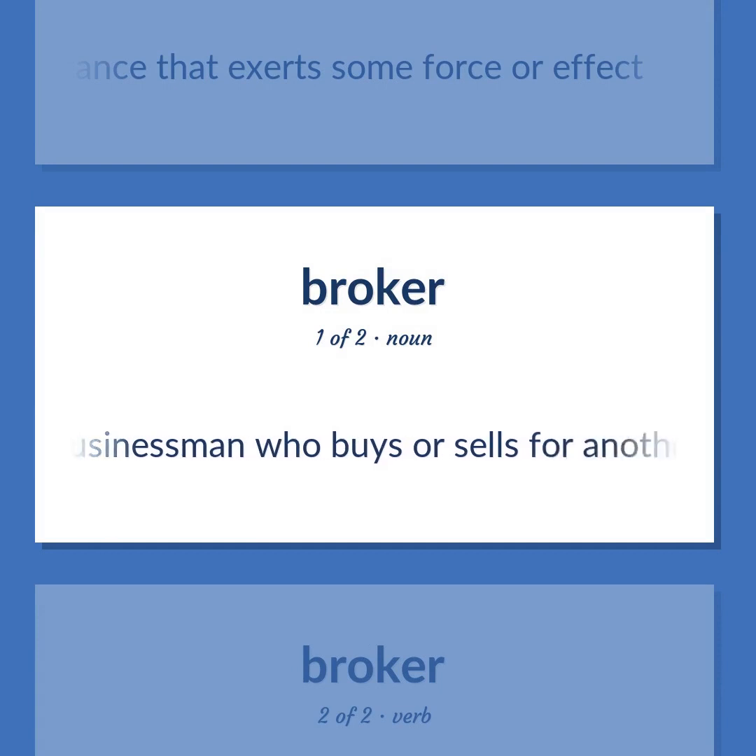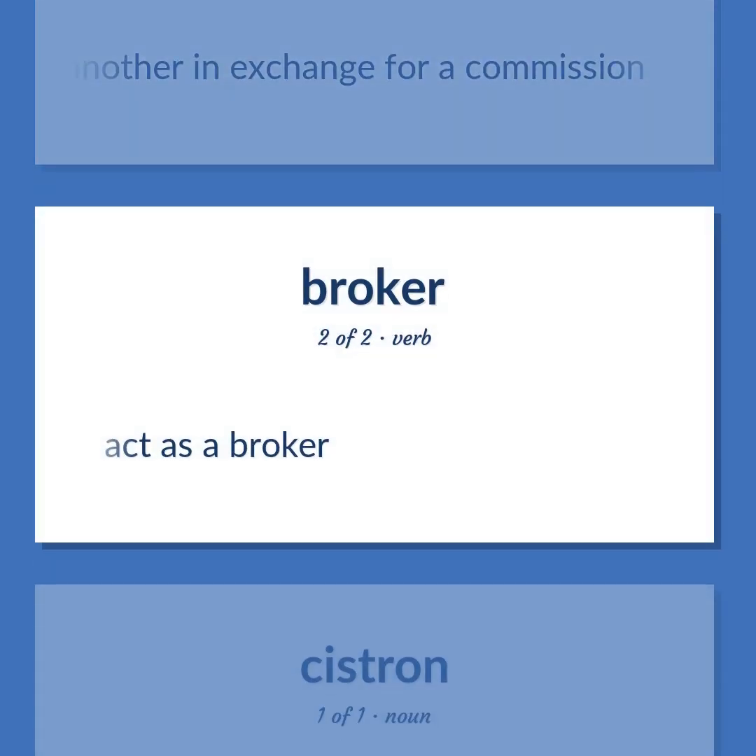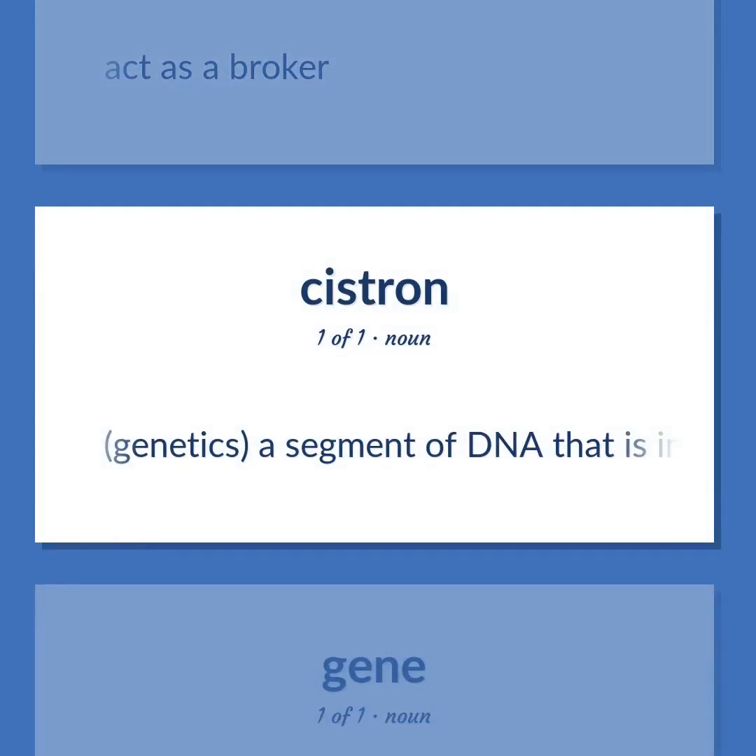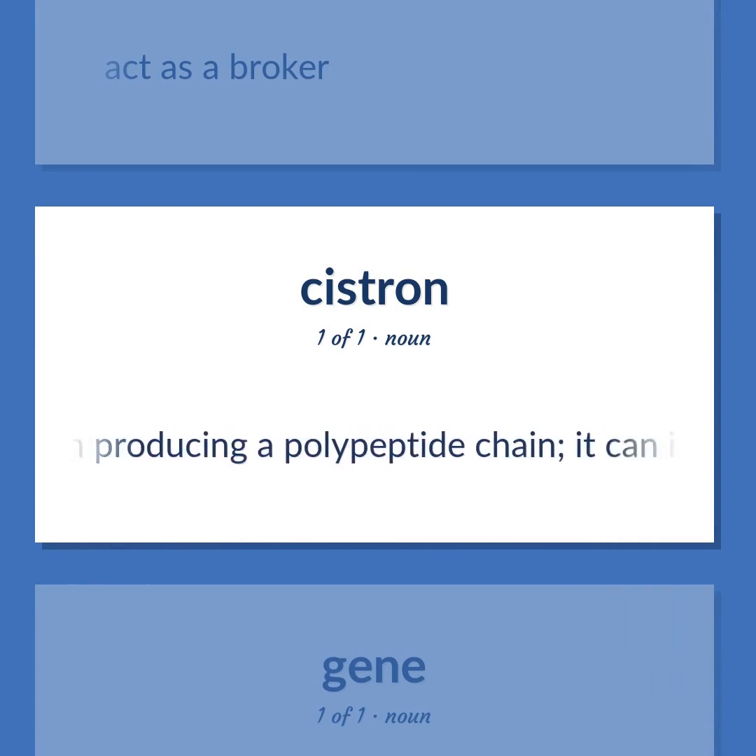A businessman who buys or sells for another in exchange for a commission. Act as a broker. Genetics. A segment of DNA that is involved in producing a polypeptide chain. It can include regions preceding and following the coding DNA as well as introns between the exons. It is considered a unit of heredity.